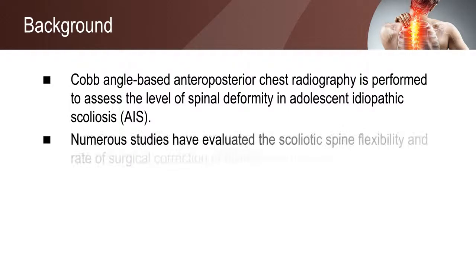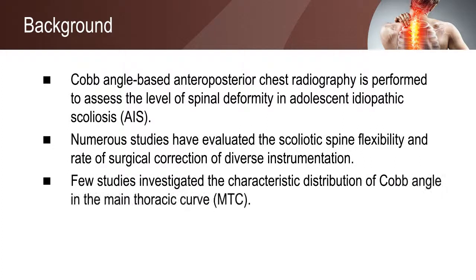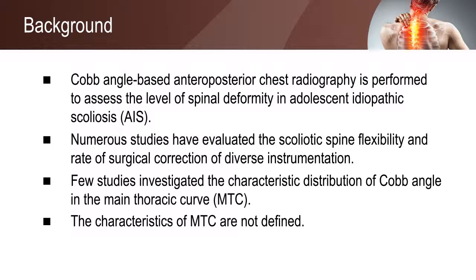A lot of research has been done to determine the scoliotic spine flexibility and rate of surgical correction of diverse instrumentation. Only a few studies have investigated the characteristic distribution of Cobb angle in the main thoracic curve. However, there is no clear idea regarding the characteristics of main thoracic curve.